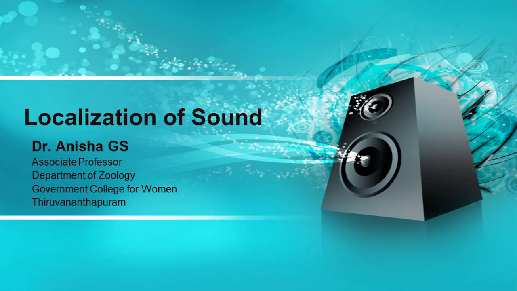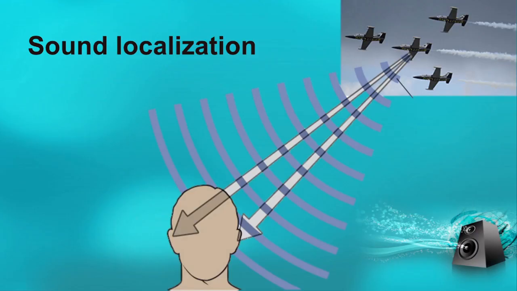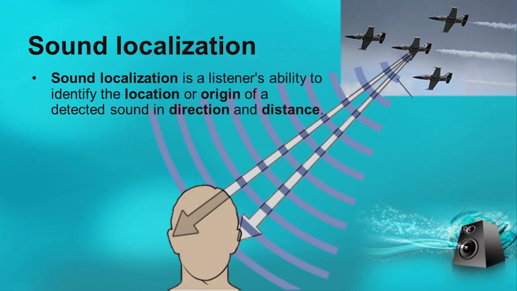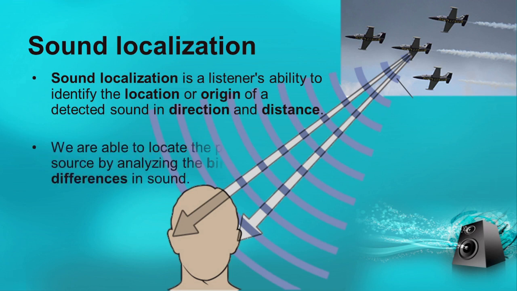Students, the topic that we discuss in this class is localization of sound. Sound localization is our ability to locate the position and distance of the sound source. We can locate the position of sound source with great accuracy by analyzing the binaural differences in the sound, that is, the differences in the sound received by the two ears.